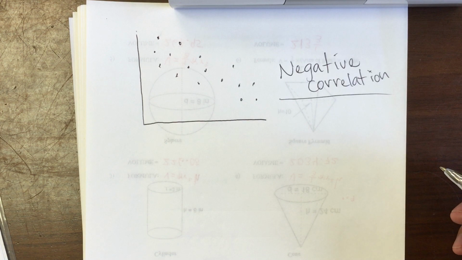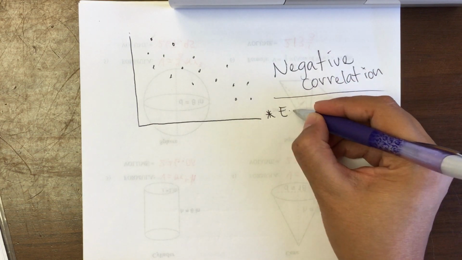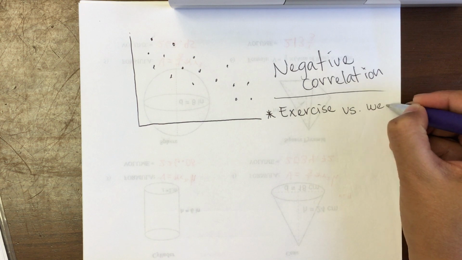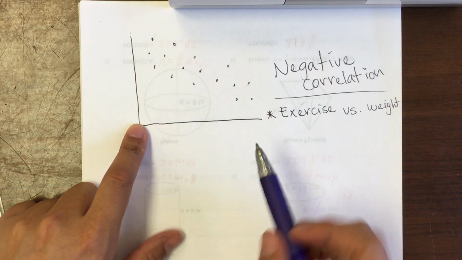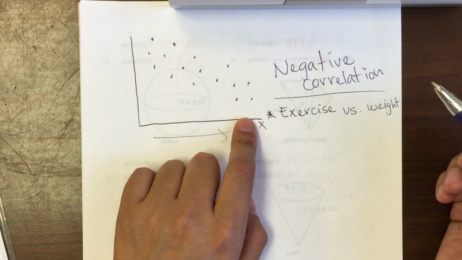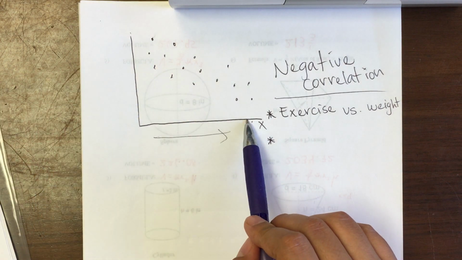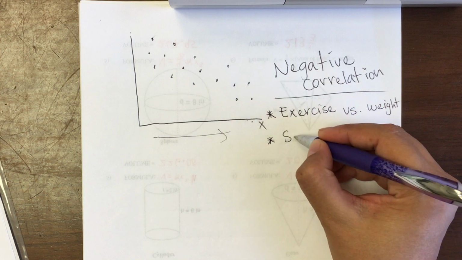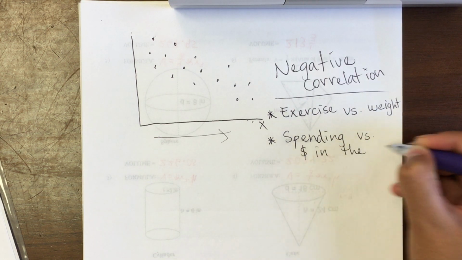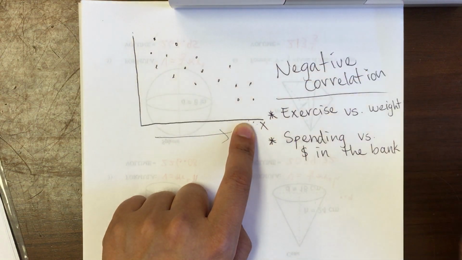And so, same, examples that my students came up with were exercise versus weight. So the more you exercise, right, the higher you go on X, which is how much exercise you do, the less you're hopefully gonna weigh. Okay, of course that also depends on what you eat. But the more you exercise, the less you weigh. Another one that they came up with is spending versus money in the bank. The more you spend, the less money you will have in the bank. Okay?